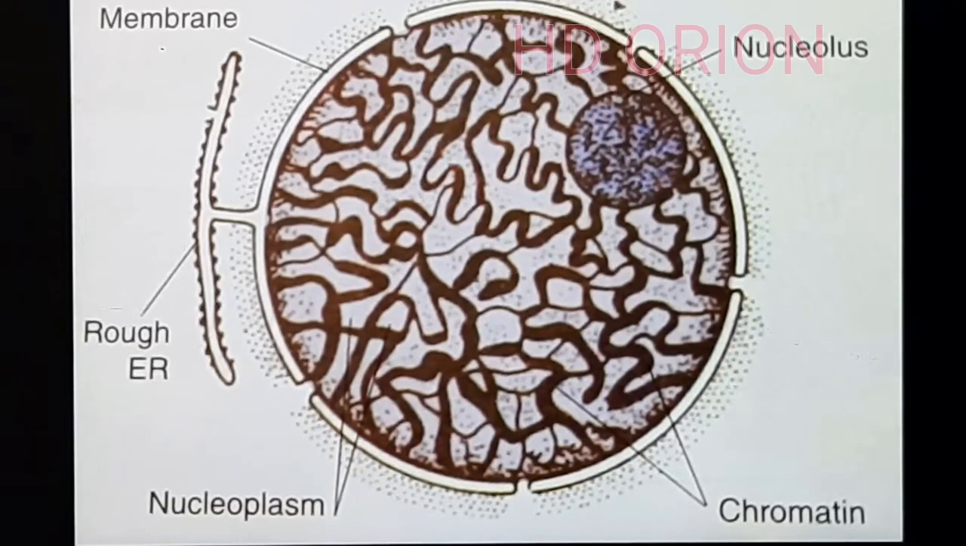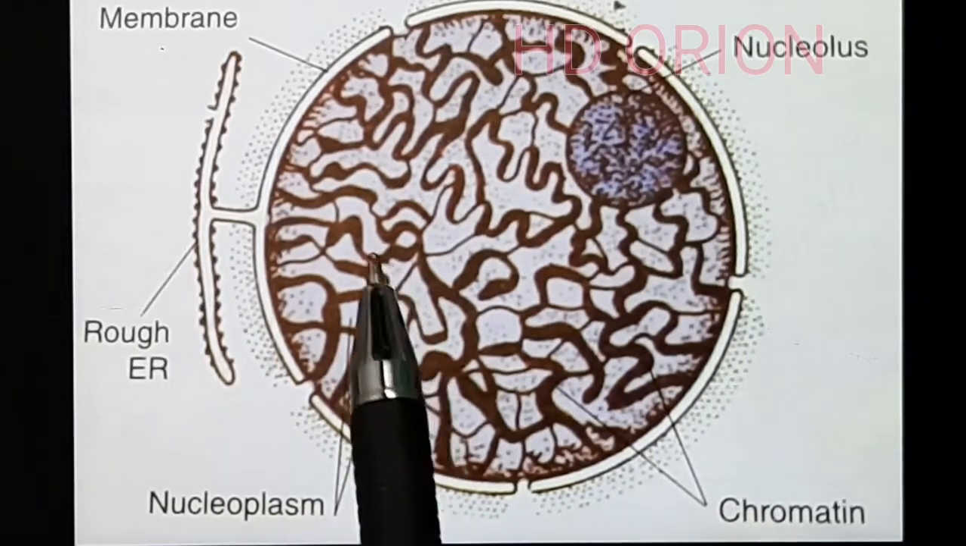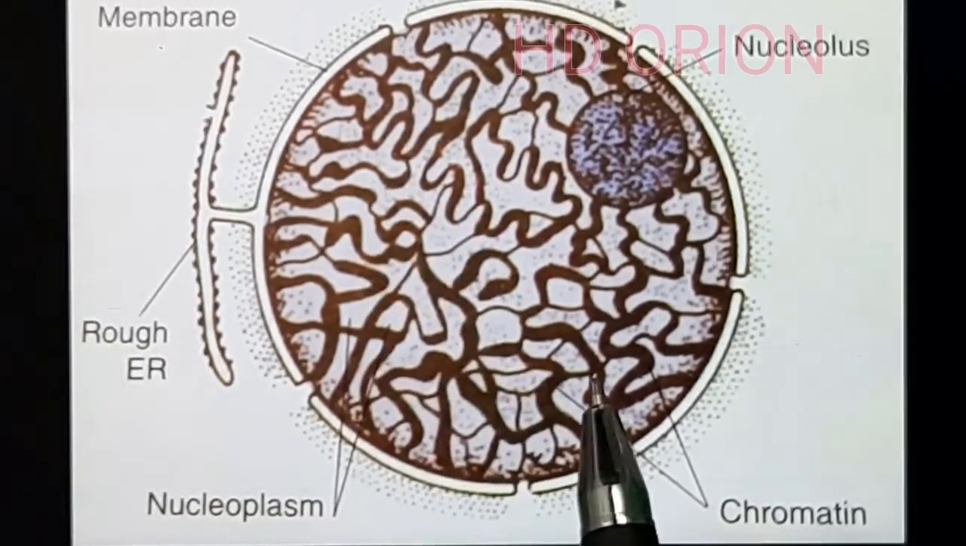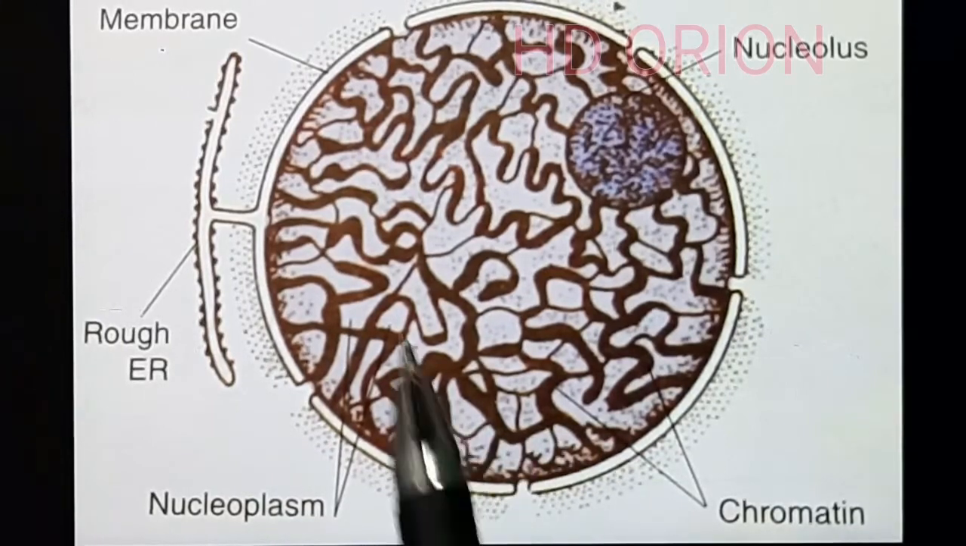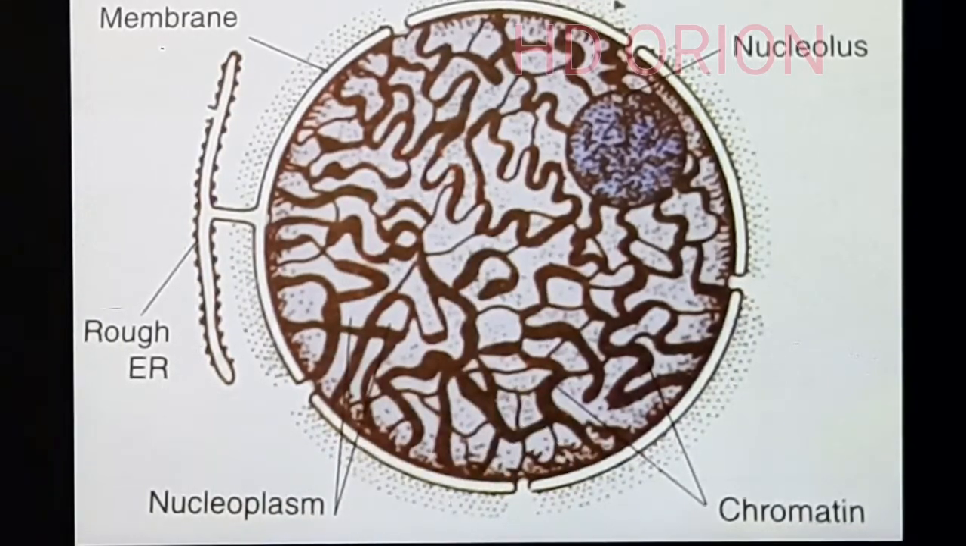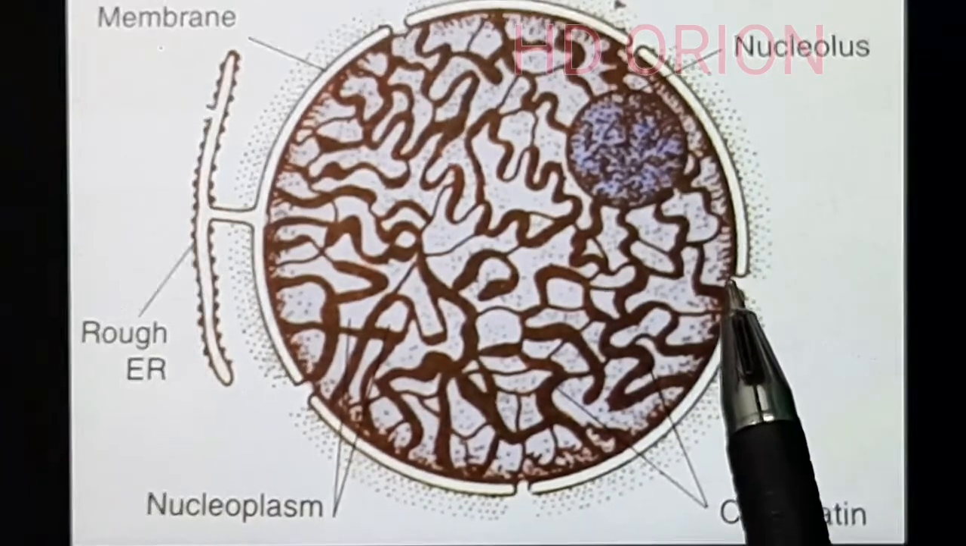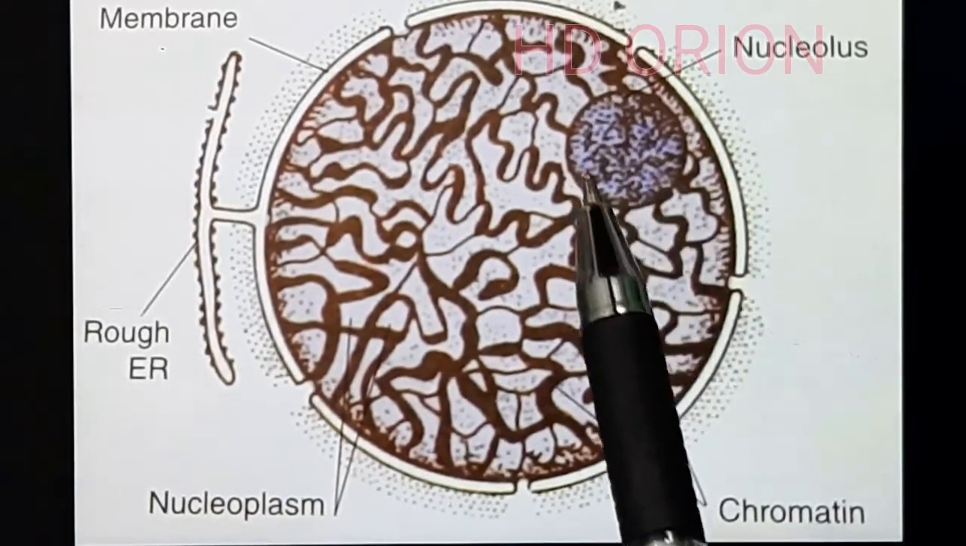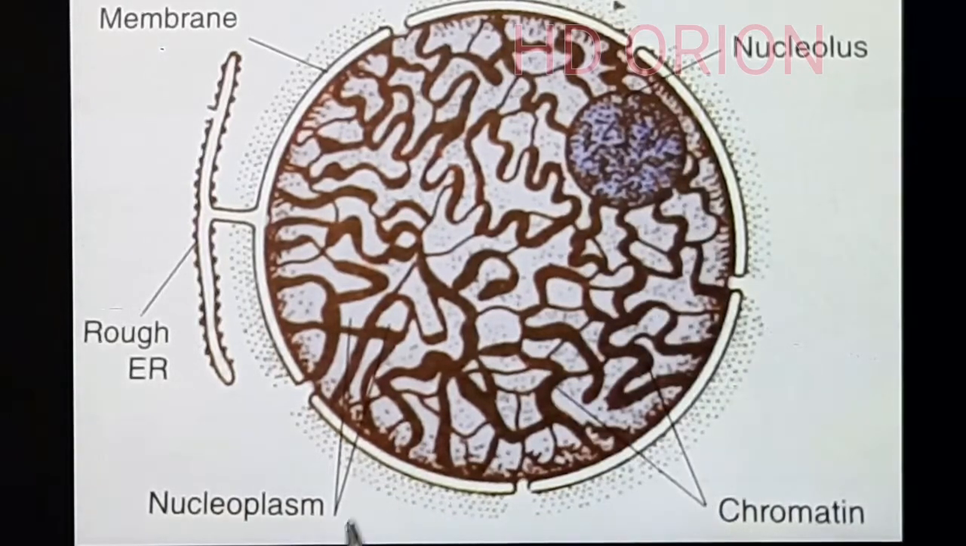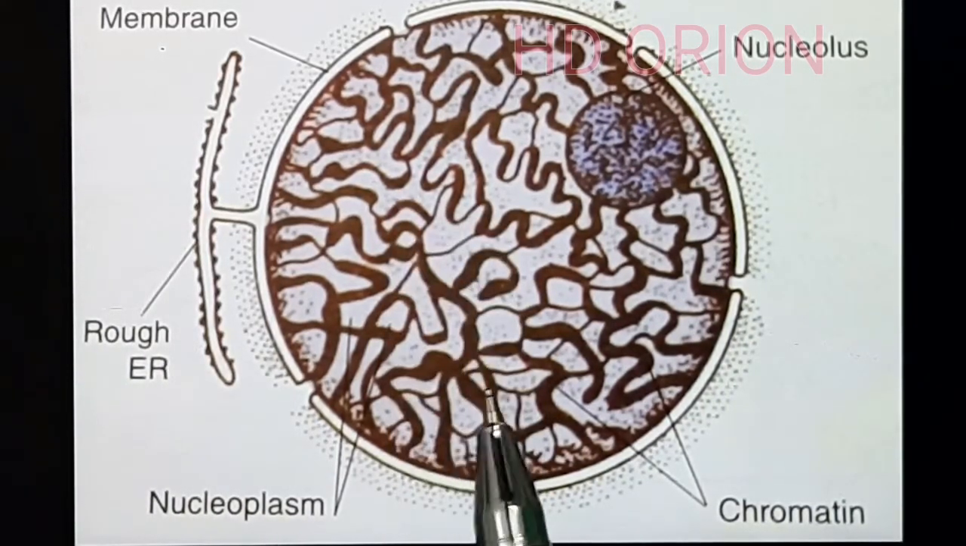Otherwise, when it is not metabolically active, the chromatin reticulum is a thread-like structure which is all spread over here. In the figure, we can also see the nuclear envelope. It has the nuclear pores and it also has the nucleolus, and we can see inside the fluid-like material called nucleoplasm. So basically this structure is of the nucleus, which tells about the chromatin reticulum.